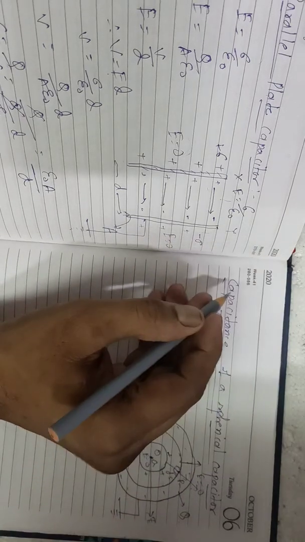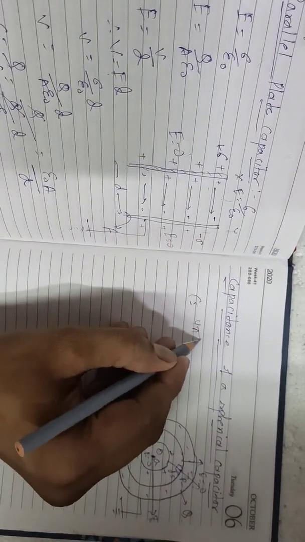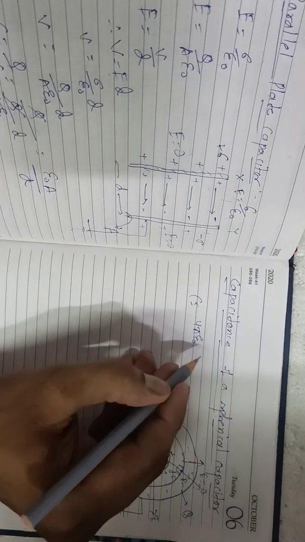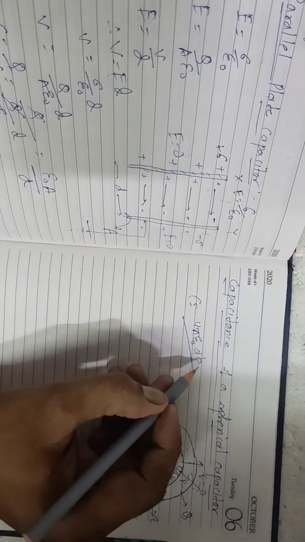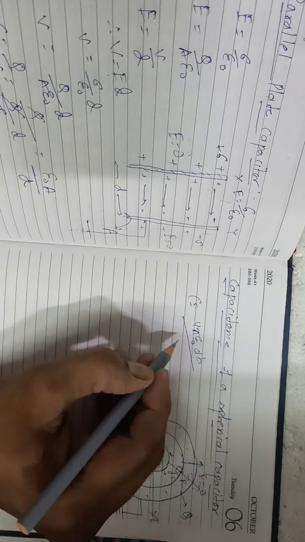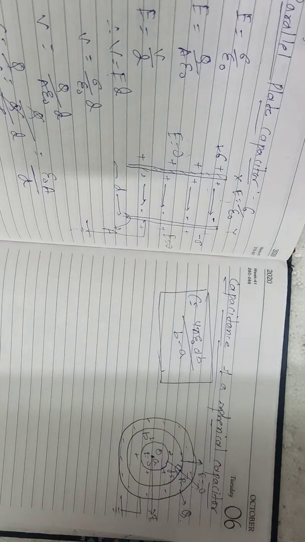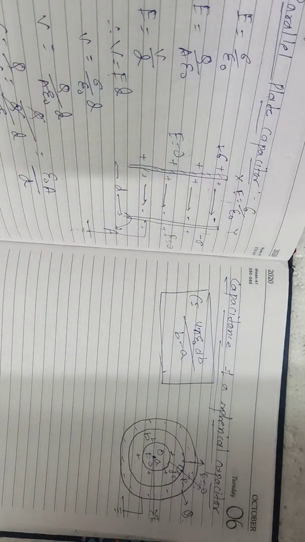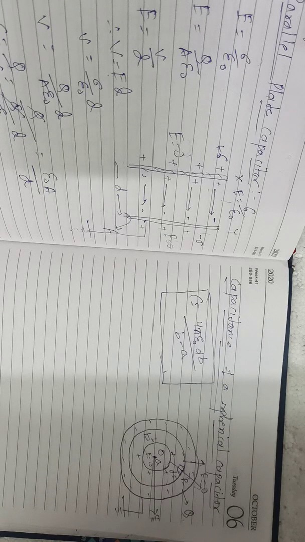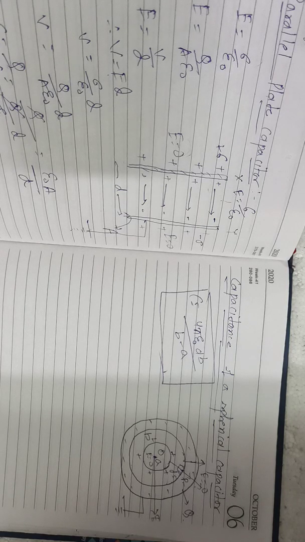Now what we need to do is find the capacitance. I am writing it here directly. The formula will be C equals 4 pi epsilon naught ab by (b minus a), where a and b are the inner and outer radii. This formula will be used to find the capacitance of a spherical capacitor. Here we first need to find the electric field, then the potential difference, then we find the capacitance using the formula C equals Q by V.